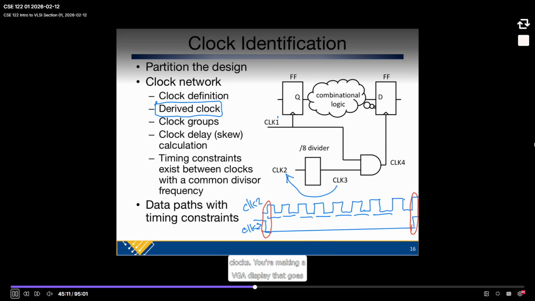You could have different clocks. You're making a VGA display that goes off chip. VGA displays have to have a 25 megahertz signal rate. So you have to make a clock specifically to adhere to that standard. Or USB, 48 megahertz, we're talking about that.